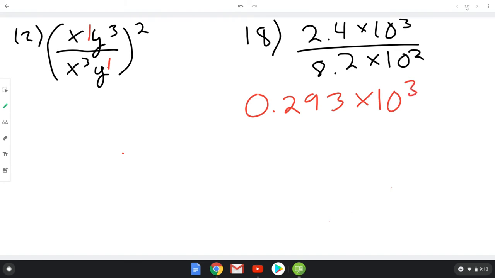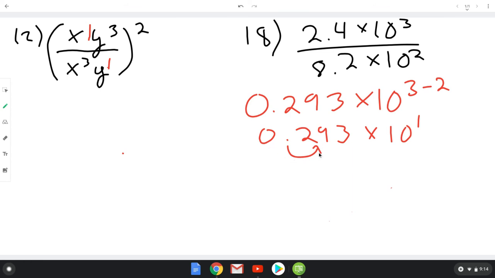10 to the 3 minus 2. So it's 0.293 times 10 to the first power. And now there's a convention with scientific notation that we want to write the number with a number in the tens place. So we don't want to leave a 0 in the tens place. We want to have a number. So to do that, we're going to move our decimal point 1 place to the right.